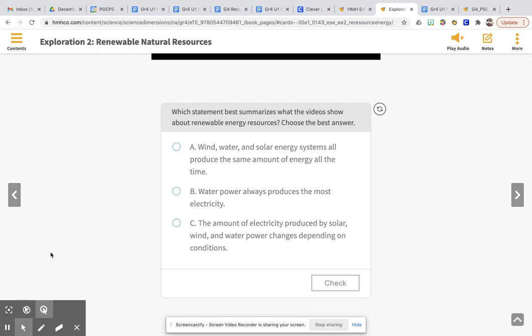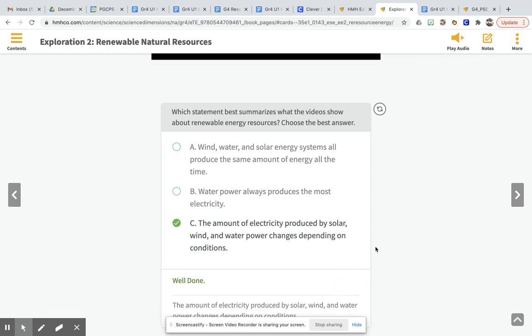All right, let's check and see how you did. Which statement best summarizes what the videos show about renewable energy resources? And the correct answer is C. The amount of energy produced by solar, wind, and water power changes depending on the conditions. And so if it's really windy outside, we get more wind energy. If there's a lot of water, we're going to have more water power. If the sun's shining, of course, we would have more solar energy.